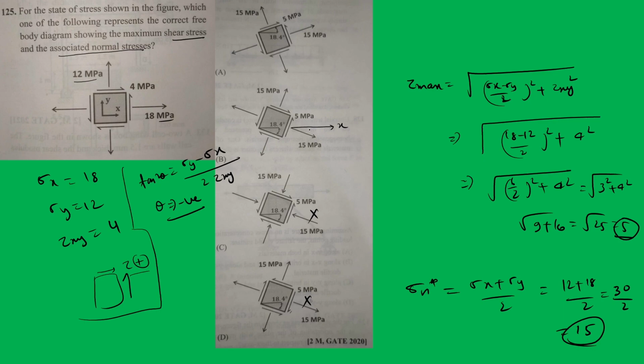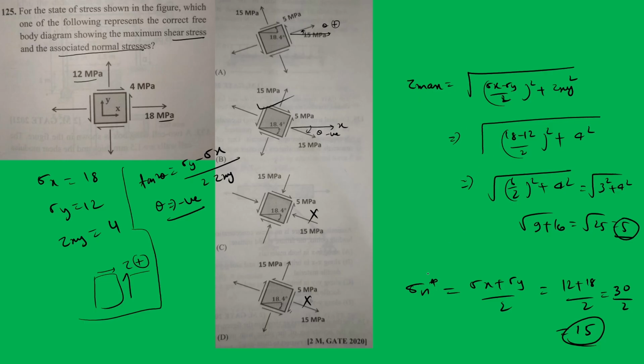So this is x. If this is like this, then theta is negative. And if this is like this, then theta is positive. This is anti-clockwise direction, so theta is positive here and theta is negative here. So which one should we choose? This one, right? So this is the correct option or correct answer.